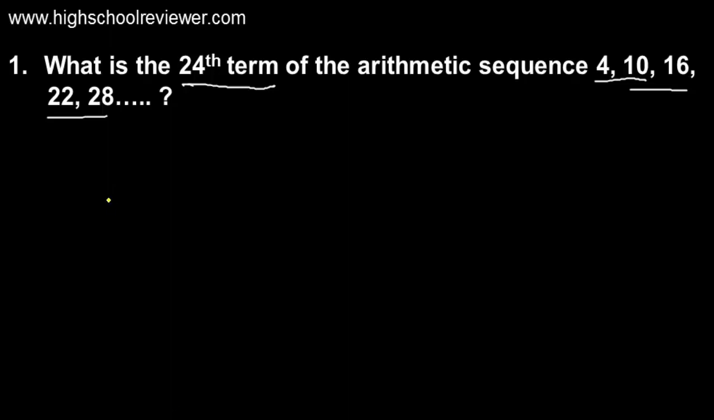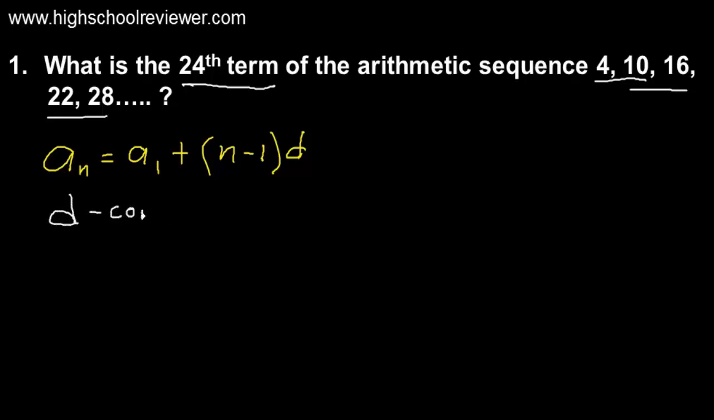We are going to use the formula a sub n is equal to a sub 1 plus n minus 1 multiplied by d. Here, d is the common difference.